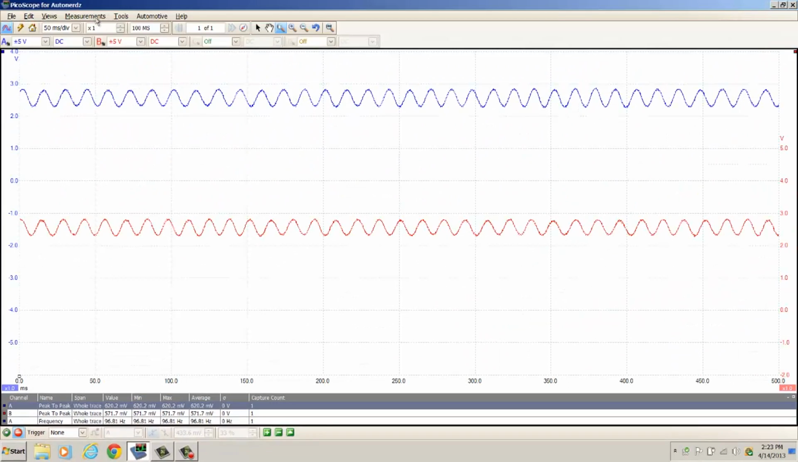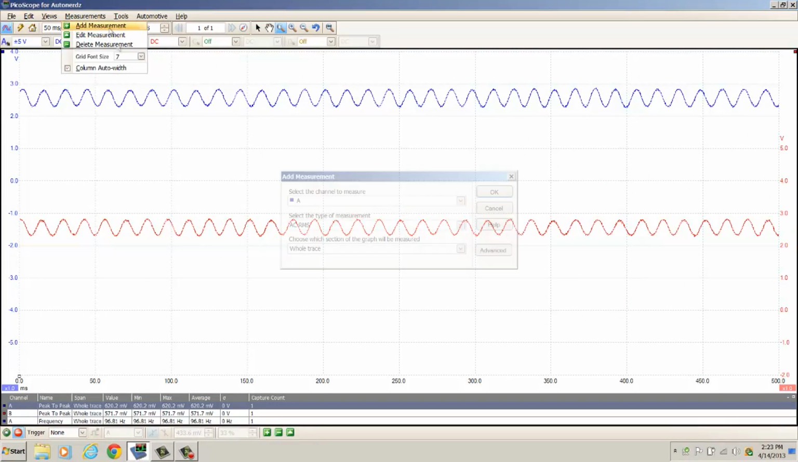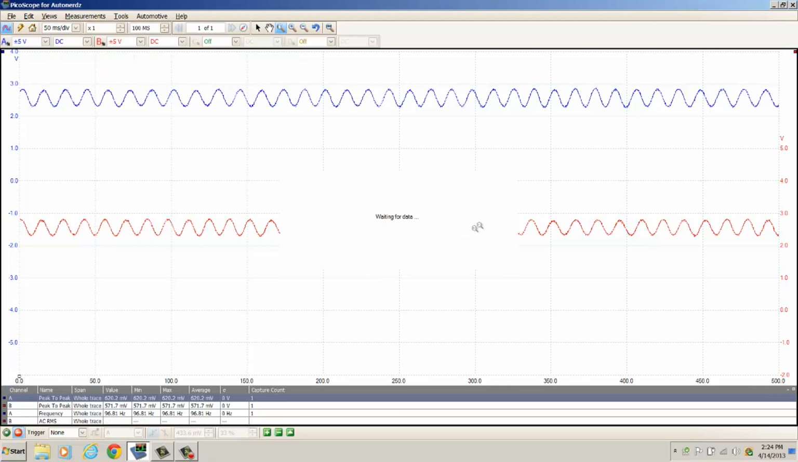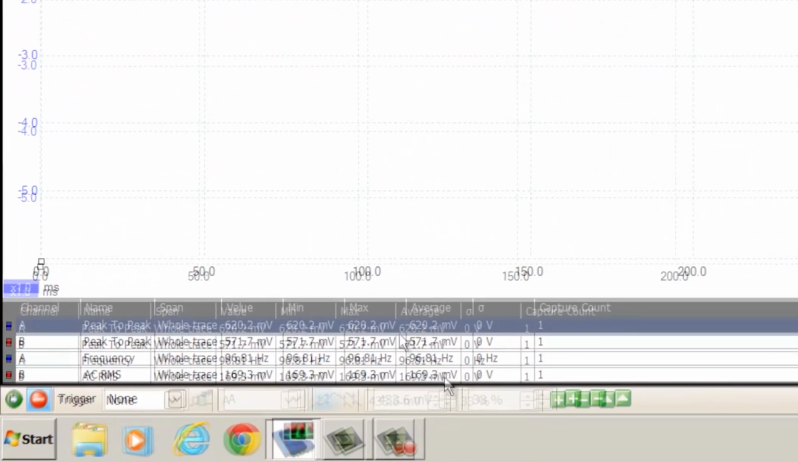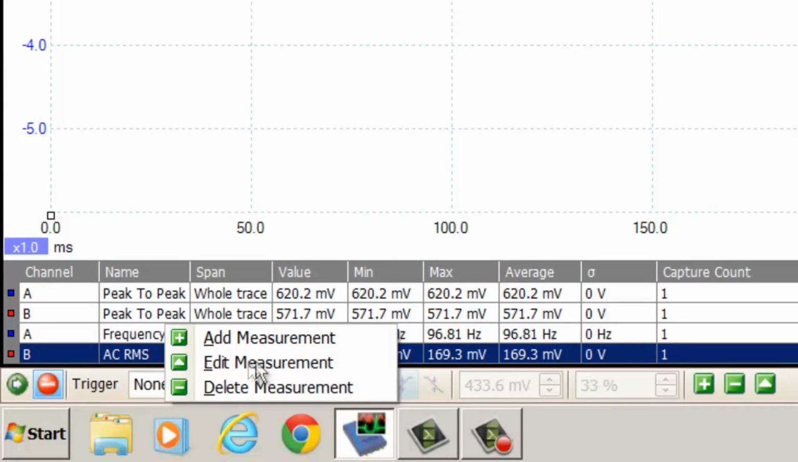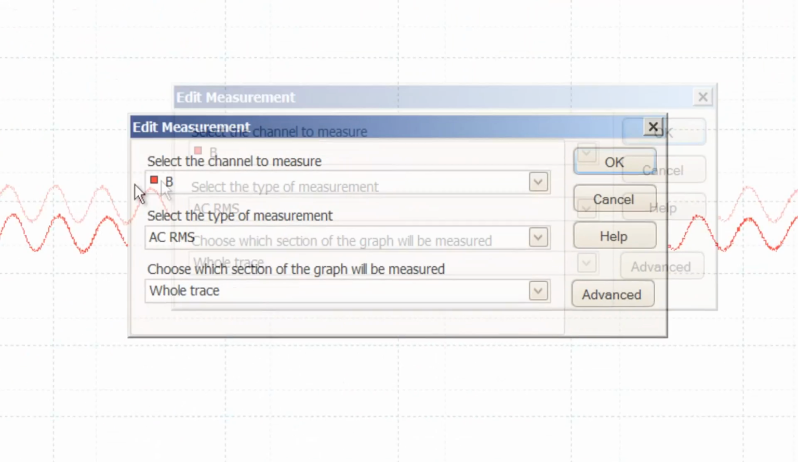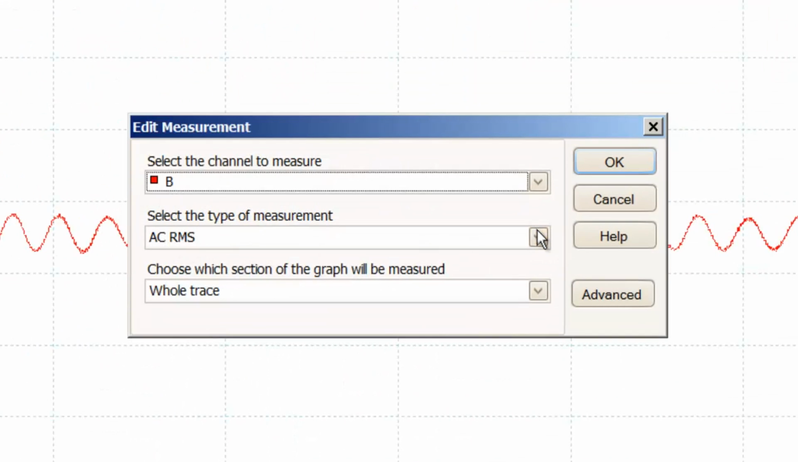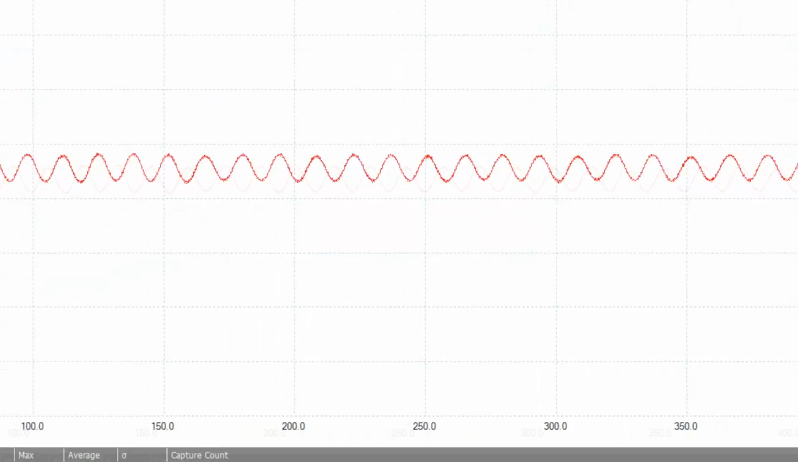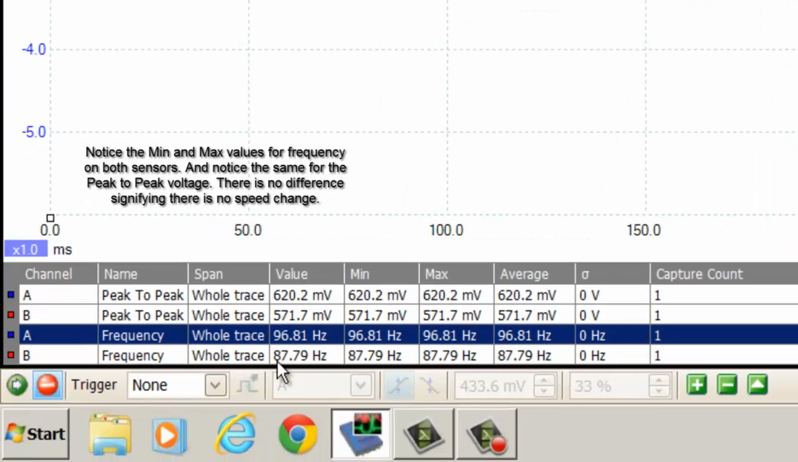Now, let's see what we have for channel B. Remember, this is our right front wheel speed sensor. So I didn't want that one. Let's say we're going to edit that. I didn't want the AC RMS, I also want to get the frequency. So let's see what we got down there on that one. Now you see, this one here is running at 87.79 hertz.